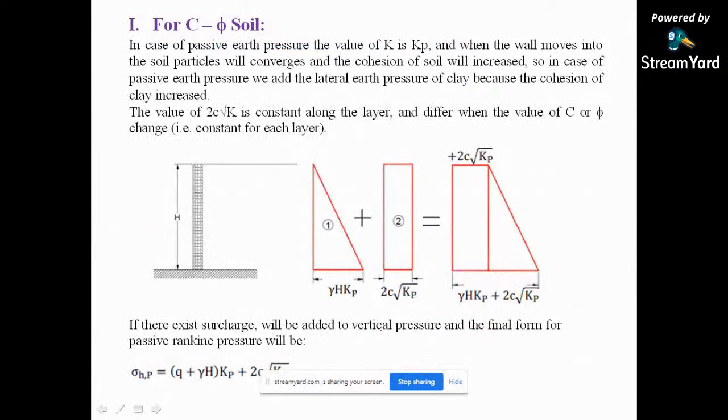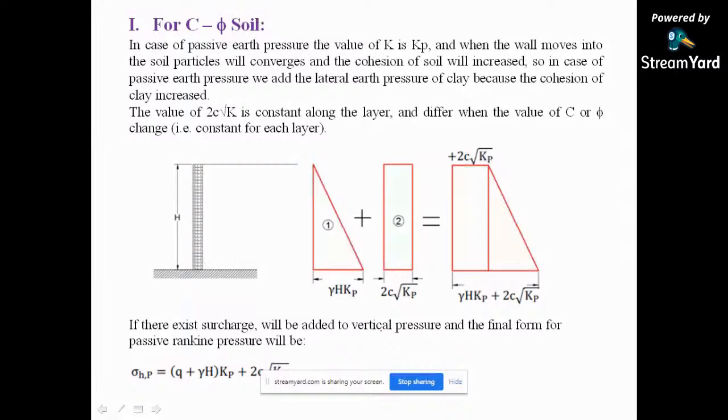So there is also one more condition. So what is that condition? For c-phi soil, again we are considering c-phi soil, when c is considered, you have to take care that it will be 2c under root Kp. But here it is considered positive. Why is it considered positive? Because the diagram is from the left-hand side.